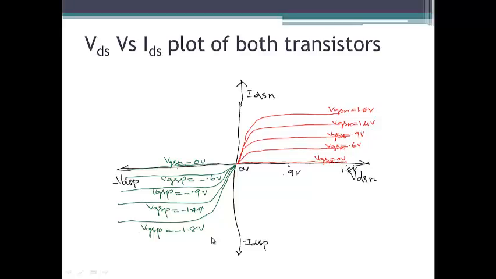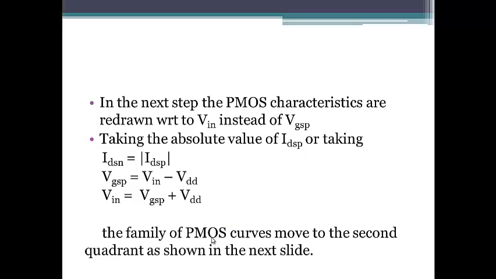Now after drawing these two families of curves, what we are going to do is redraw the PMOS characteristics with respect to Vin instead of VGSP.